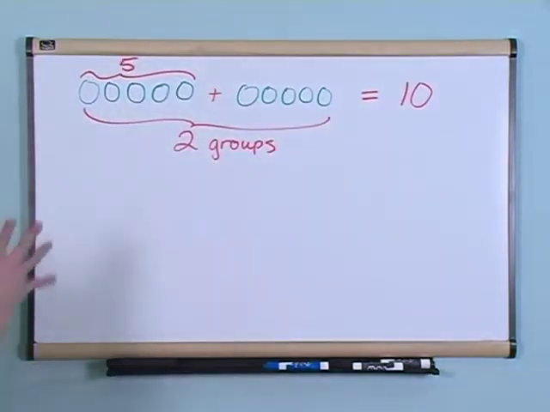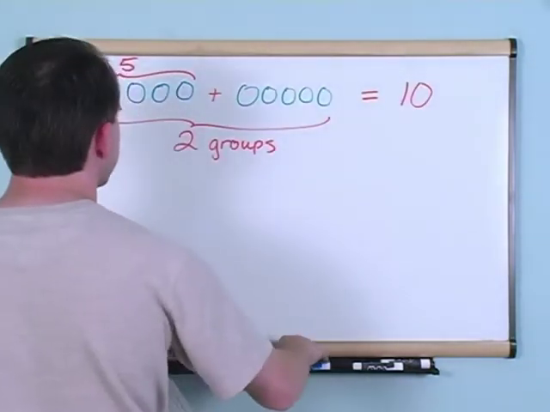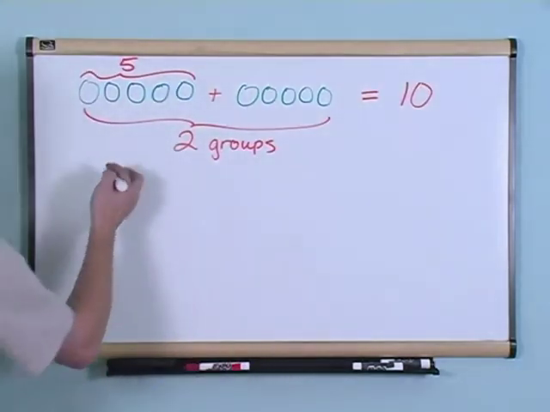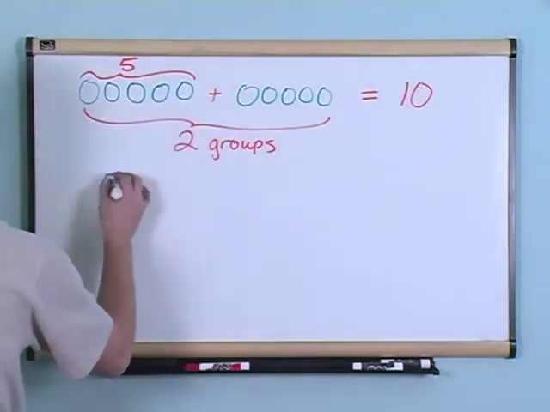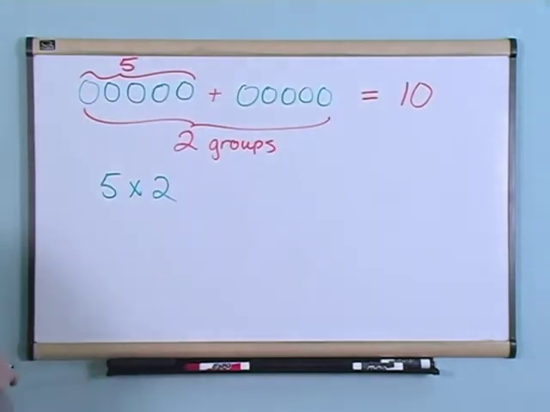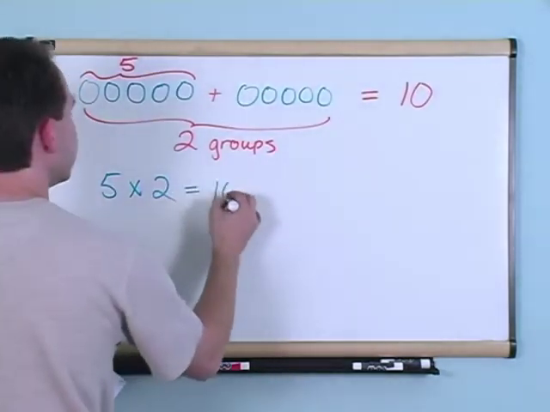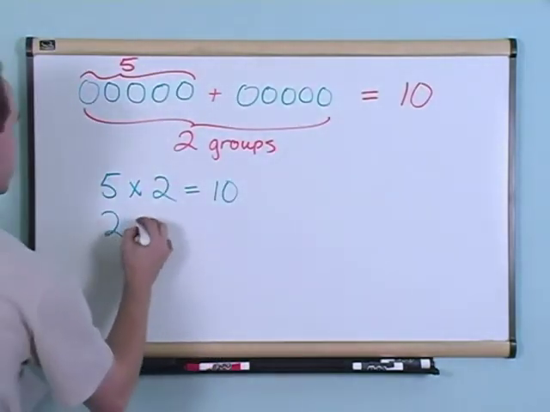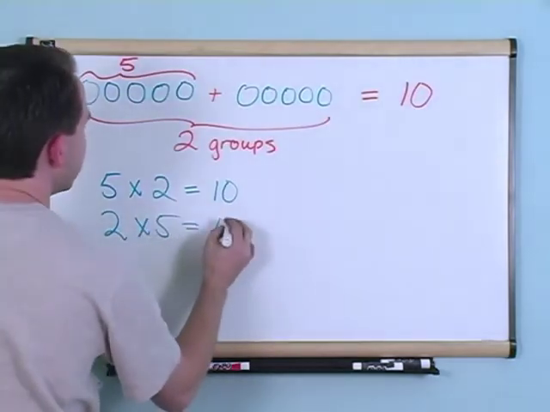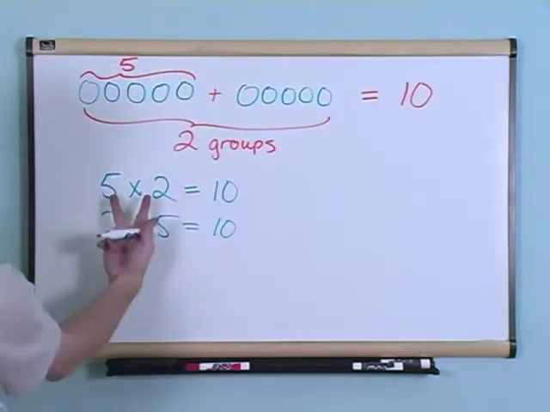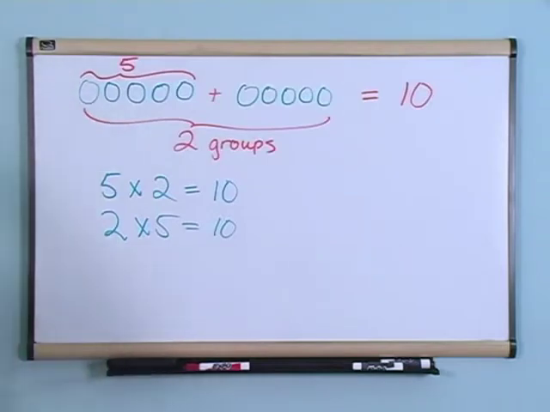But what this is telling you, what multiplication really is, okay, is it's telling you that when you group it like this, 5 times 2, okay, is 10. And it's also telling you that 2 times 5 is 10. Just like we said before, anytime you have multiplication, you can flip them around and you get the same answer.